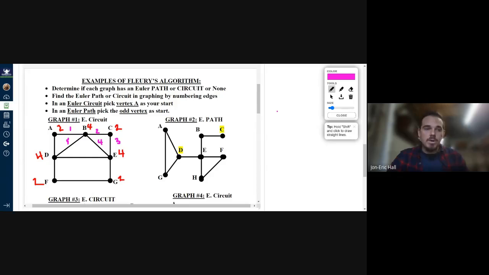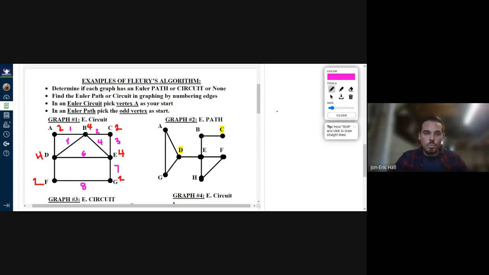Now, from here, I cannot go back to A. We would call that a bridge. Why? Because there's no other way that I can get from D to A, because I can't go anywhere else. So we're not going to go that direction. We can go down to F or across to E. So let's go across to E. Let's call that 6. E down to G, we'll call that 7. G back to F, we'll call that 8.